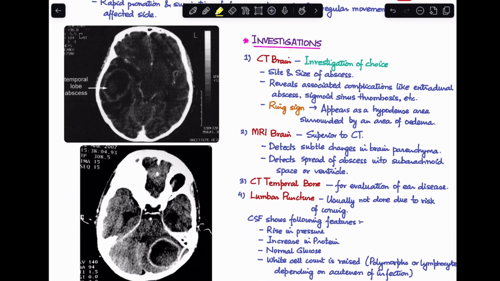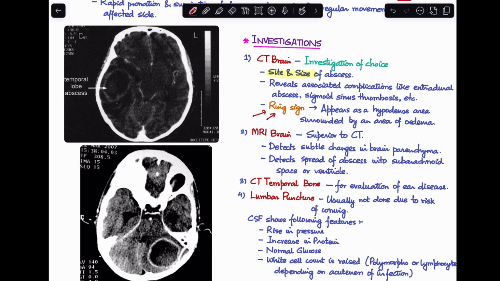So the investigation of choice over here is a CT scan of the brain, which will help you in finding the site and the size of the abscess. And this will also help you in finding out other associated complications. A typical sign that you see over here is the ring sign.